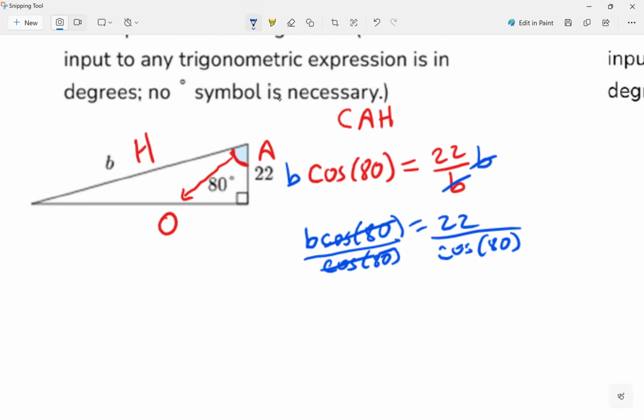So my b, to solve this, how I would write this, I will go 22 divided by cosine of 80. That's it. I don't need you guys to solve it. I'm just asking, how would you solve it? Remember how the instruction says give an expression that represents the length of b. 22 divided by cosine of 80. Right now, we don't know how to simplify this. We don't know how to solve this, which we will pretty soon.